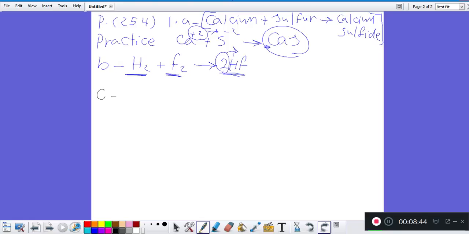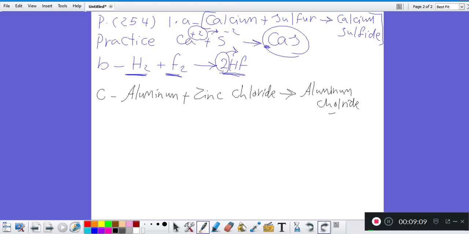Now I need you to concentrate on what happened in letter C. Letter C says the solid aluminum metal reacts with aqueous zinc chloride to produce solid zinc metal and aqueous aluminum chloride. So what is going to be produced? Is it a reversible reaction? Let's find out. Aluminum, when it reacts with zinc chloride, produces aluminum chloride plus zinc. This is the word equation.